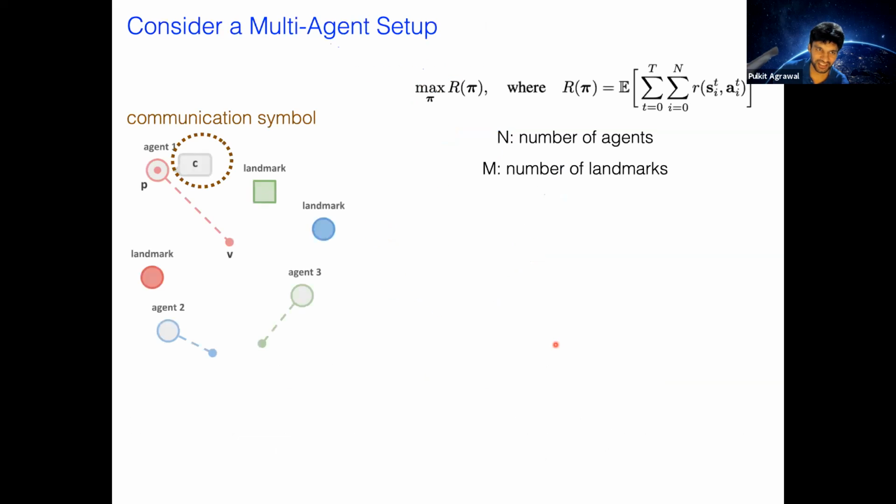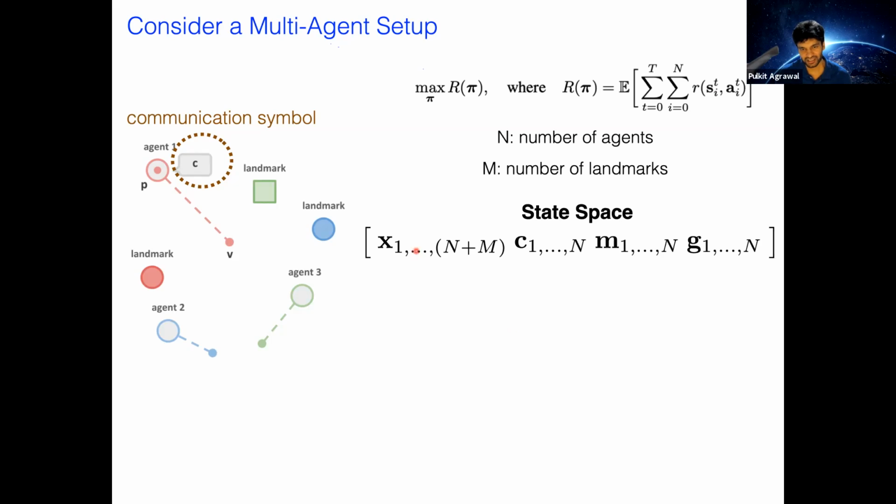So let's consider a multi-agent setup and see what people have done in the communication land. We'll walk through one example from one paper. Let's assume that we have n agents and each episode is of t time steps. My reward function is the sum of rewards of all the agents, and we want to find the policy pi. N is the number of agents, and M is the number of landmarks that we have.